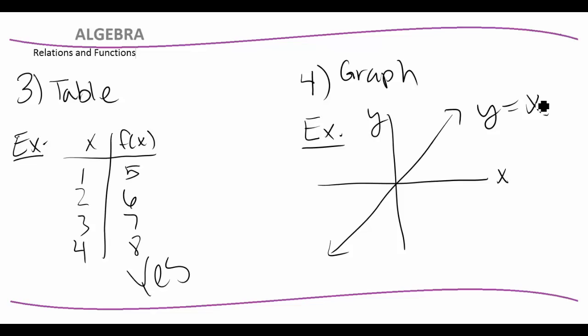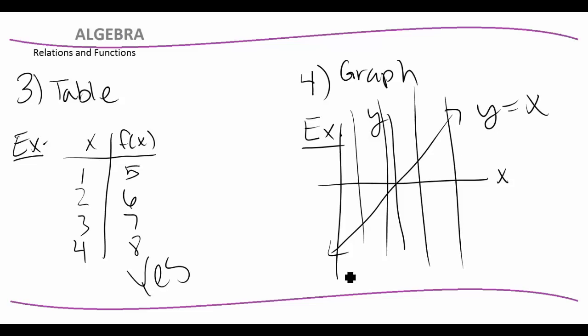To test if a graph is a function, we use the vertical line test. The vertical line test says a set of points in the xy plane is the graph of a function if and only if every vertical line intersects the graph in at most one point. So we can just draw random vertical lines on this graph, and I should only be able to intersect the graph with one point. And I do. So this is a function, yes.